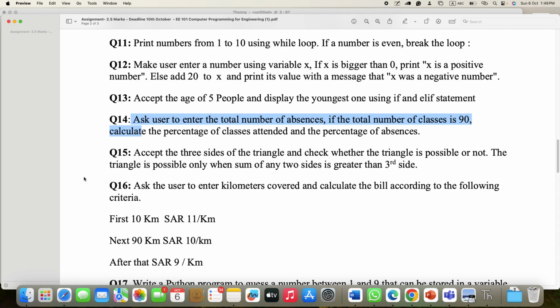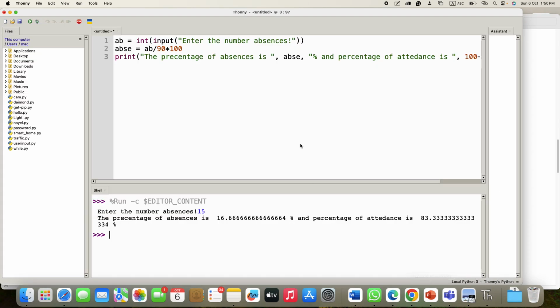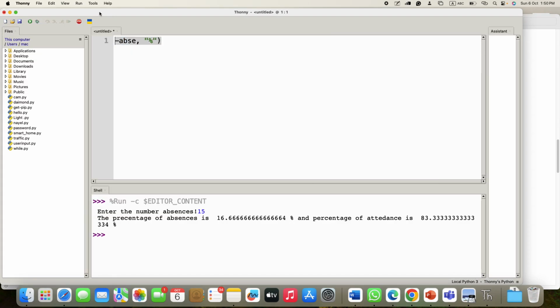Moving on, and that is accept the three sides of a triangle and determine if it is a triangle or not. And it tells you what is a triangle. A triangle is when the sum of two sides is greater than the third side. Okay. So how do we solve this? It's very easy. First thing we need to get all the three sides of the triangle.